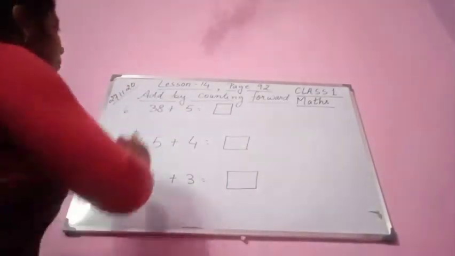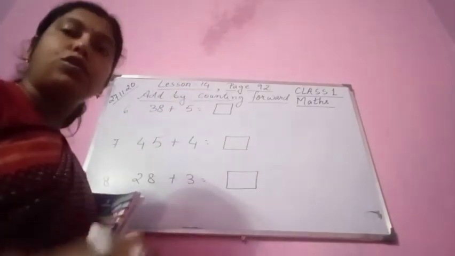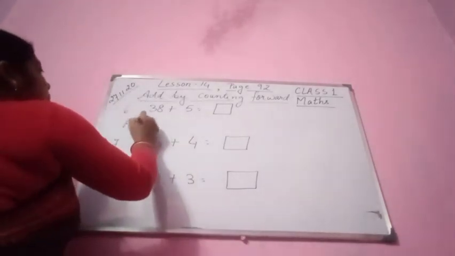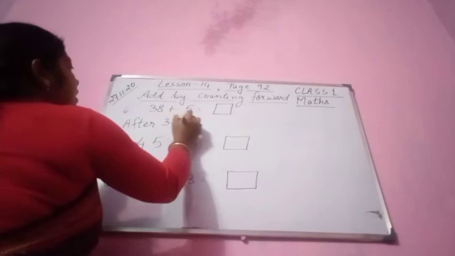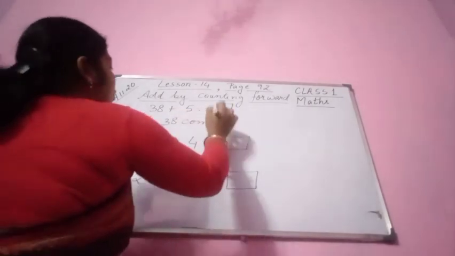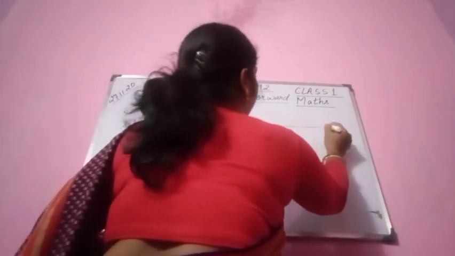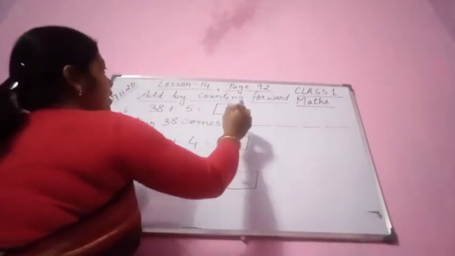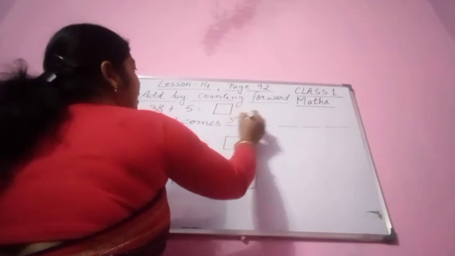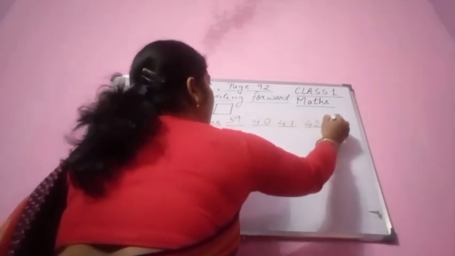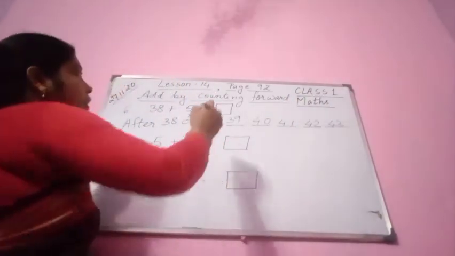So you see here number 6 is 38 plus 5. After 38 we are going to count 5 places forward. 1, 2, 3, 4, 5. So after 38 comes 39, 40, 41, 42, 43. So 38 plus 5 equal to 43.